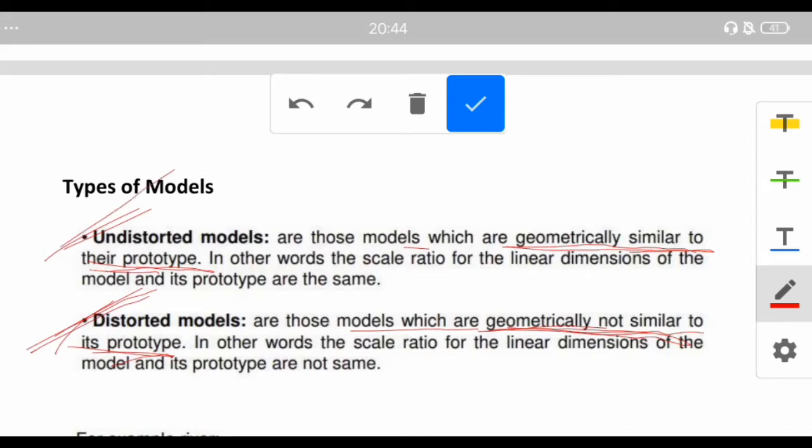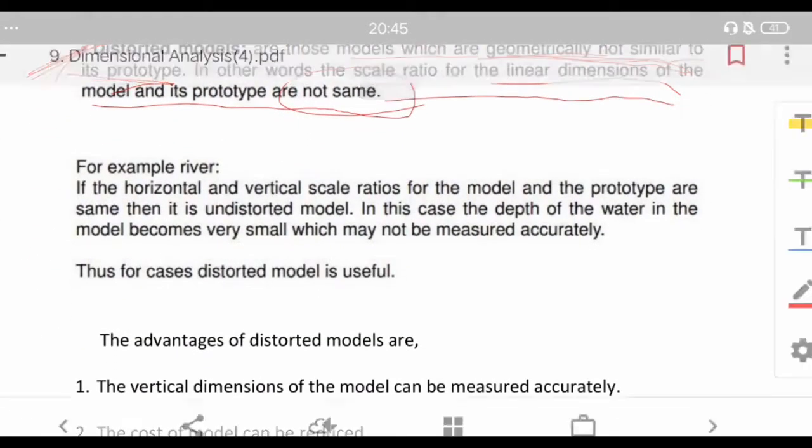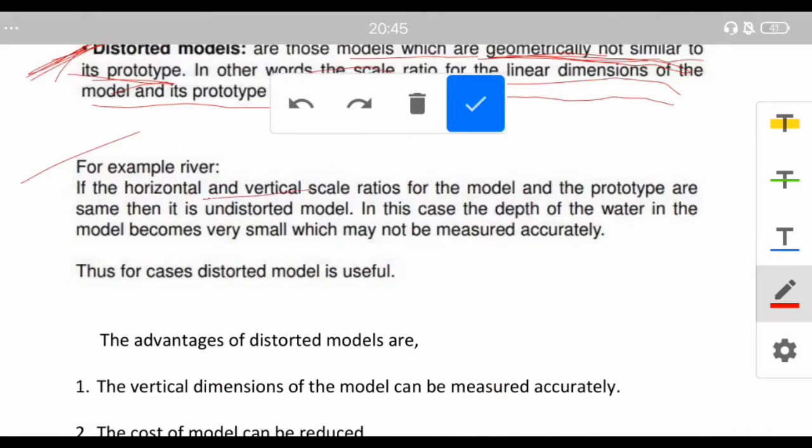For the undistorted model, the model and prototype are geometrically similar, and therefore the scale ratio for the linear dimension of the model and prototype is the same, but the scale ratio for linear dimension would not be the same for distorted models. For example, if the horizontal and vertical scale ratios for model and prototype are the same for a river, then it is an undistorted model. In this case, the depth of the water in the model becomes very small, which may not be measured accurately.